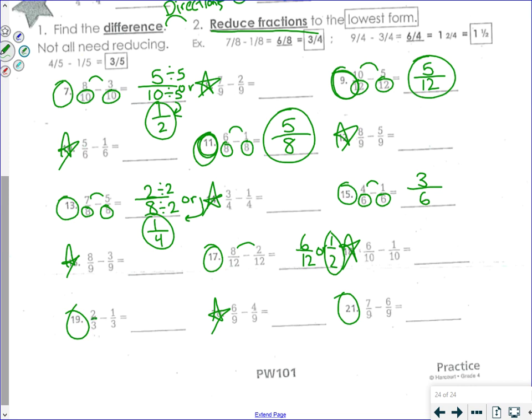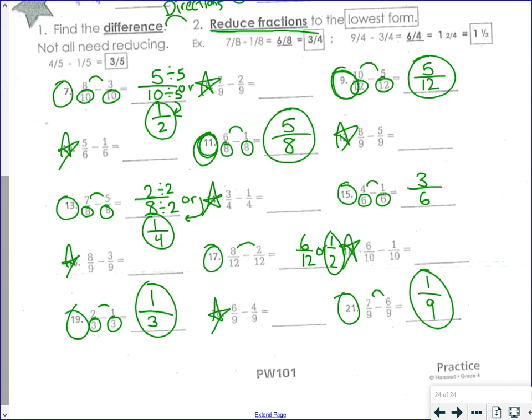Okay, let's try this one. So we have same thing. Okay. 2 minus 1 is 1. My answer. Lastly, 9. 7 minus 6 is 1. That cannot be reduced. That's good to go. Okay. The rest of those are extra practice.